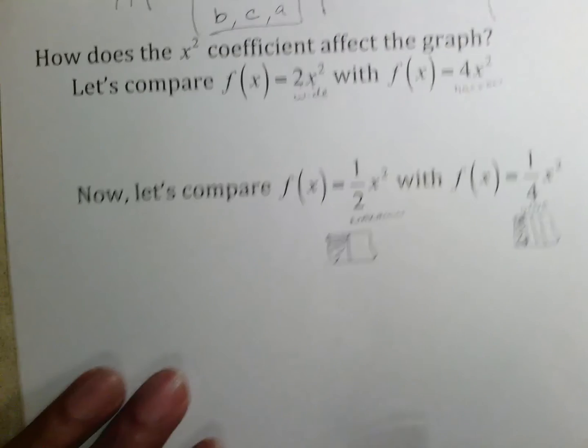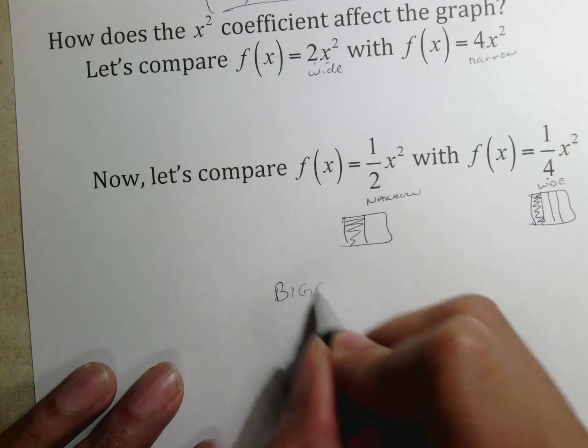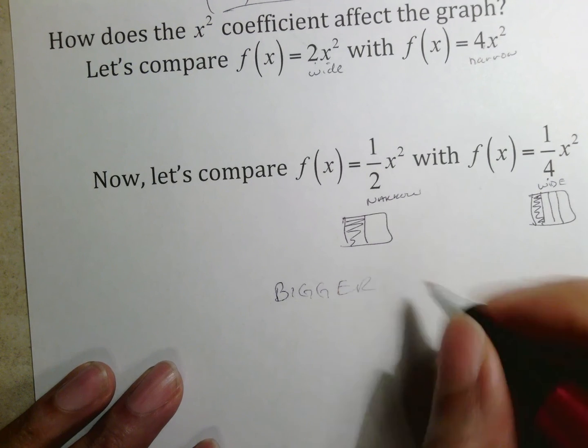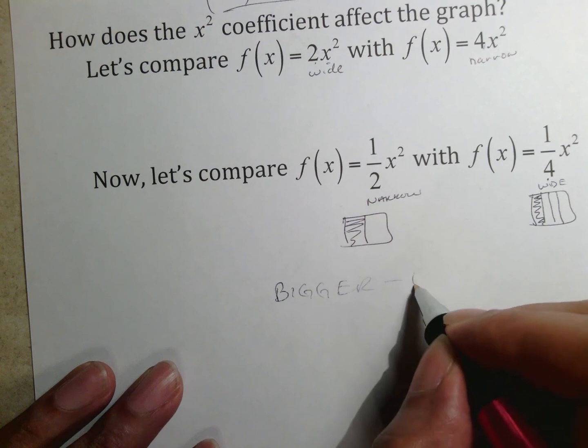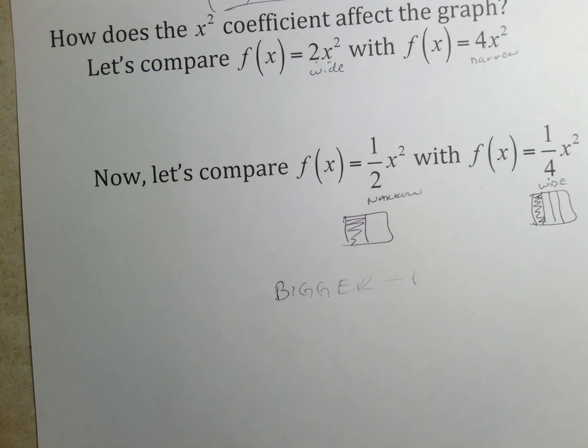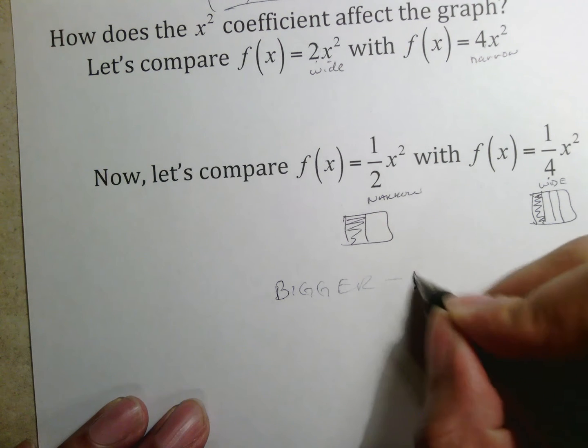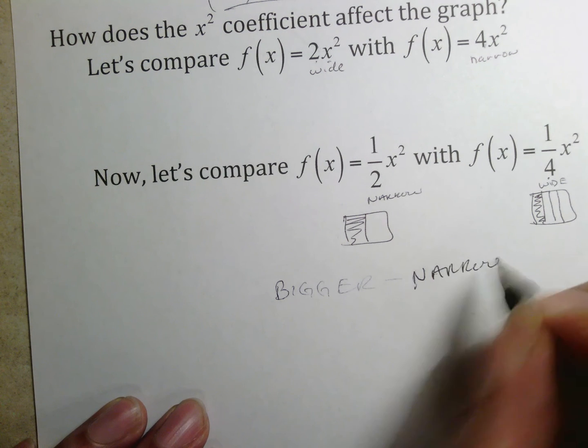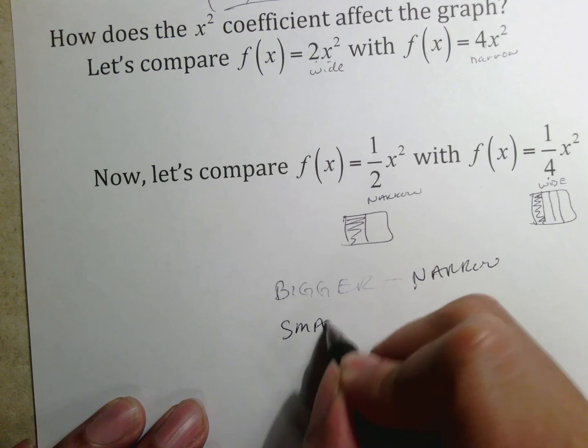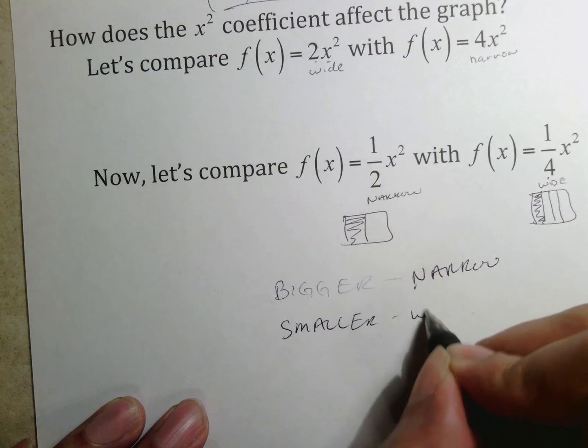So the general rule we can have is that the bigger number is more wide, or sorry, more narrow. Sorry, I need another pen. The bigger number is more narrow, and the smaller number is more wide.